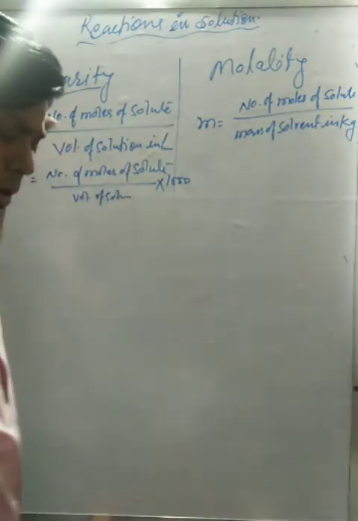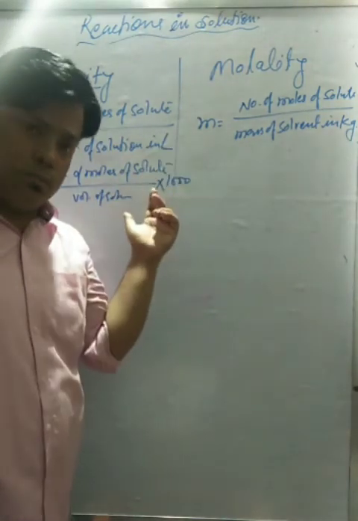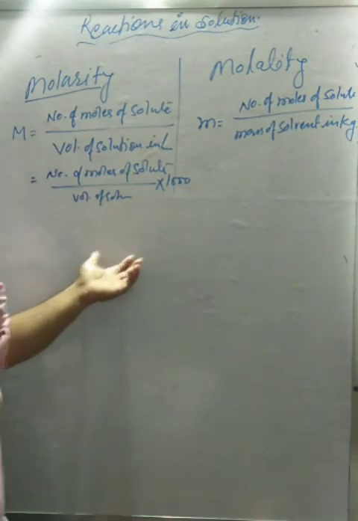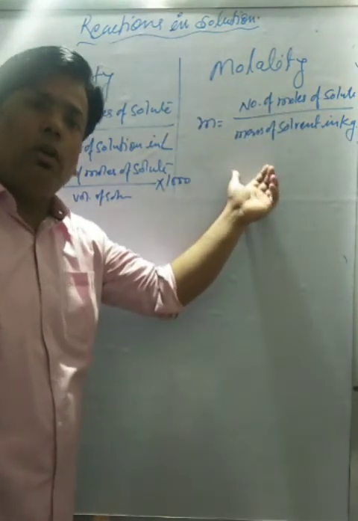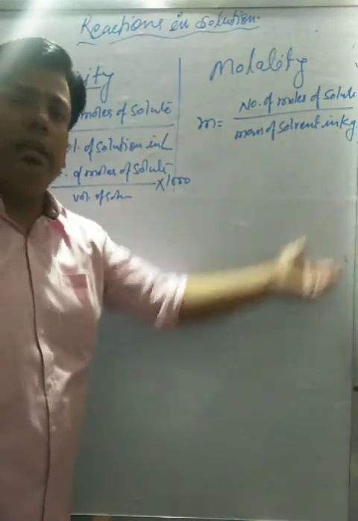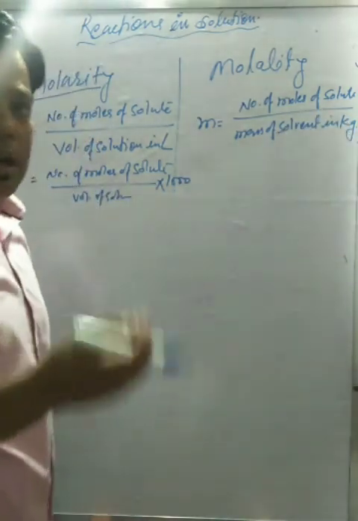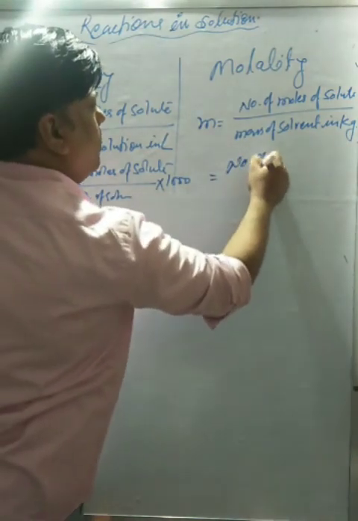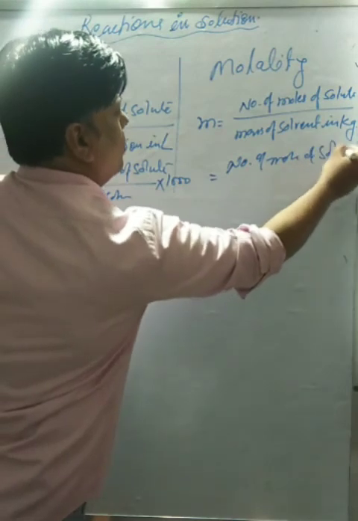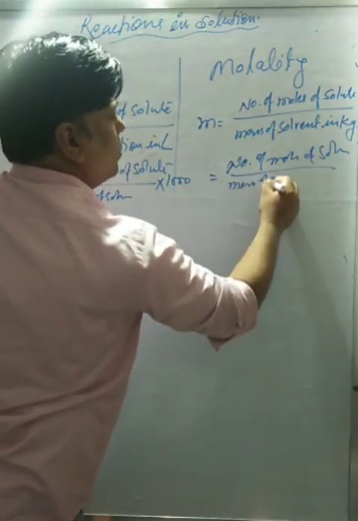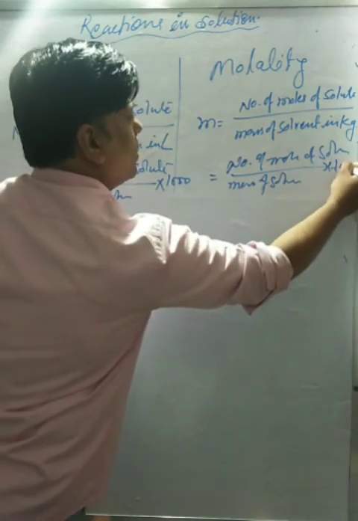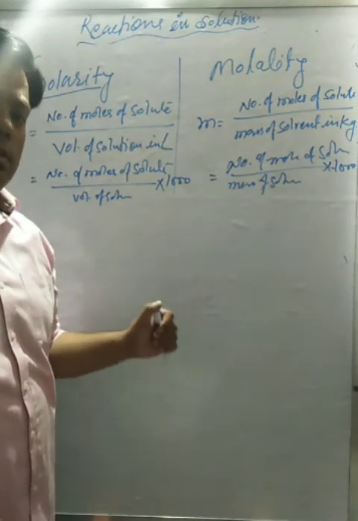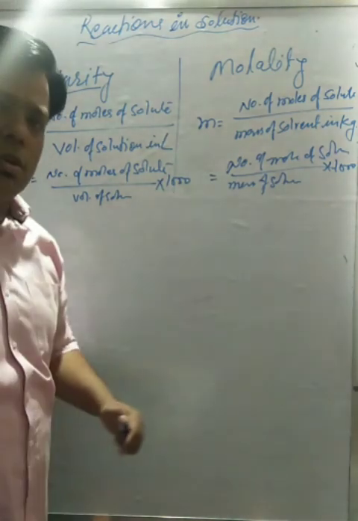Molarity is the number of moles of solute in 1 liter of solution, or you can say the volume of solution in liter. Molality is the number of moles of solute divided by the mass of solvent in kg. Instead of kg, if gram is given, then multiply by 1000, like the number of moles of solute divided by the mass of solvent in gram into 1000. Right? Now tomorrow we will do some numericals based on it. Thank you.